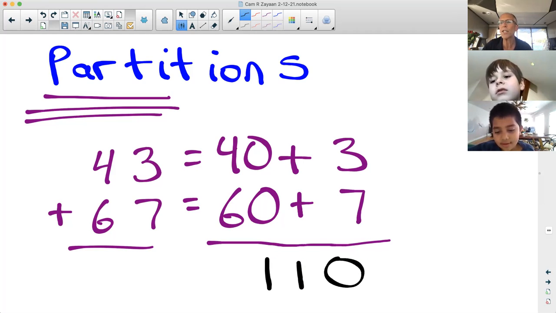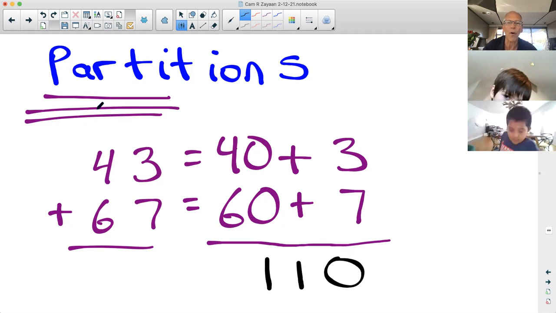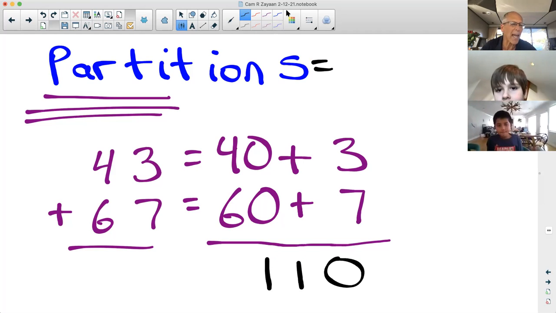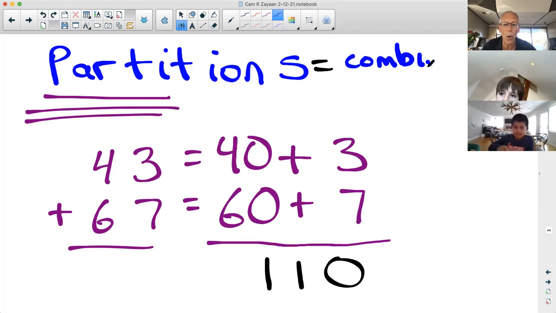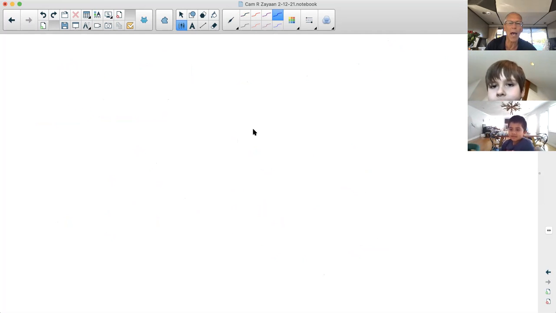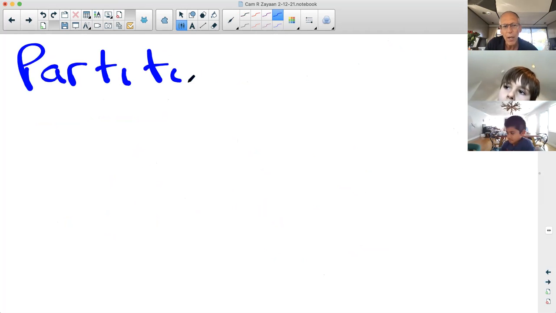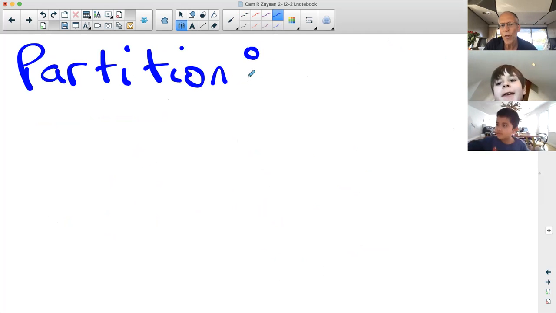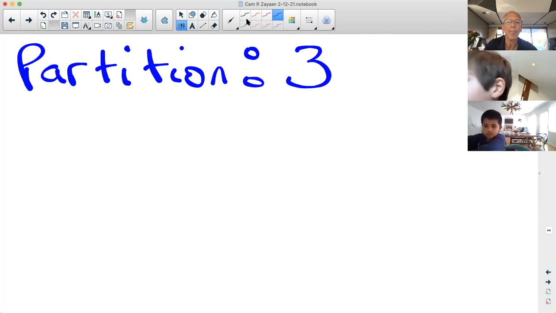And so partitions are really, really helpful. It's used in the same area of math that we've been working on for the last 2 weeks. Remember, the area of math is called combinatorics. First, we're going to partition. Can you guys write that down? We're going to partition the number 3.